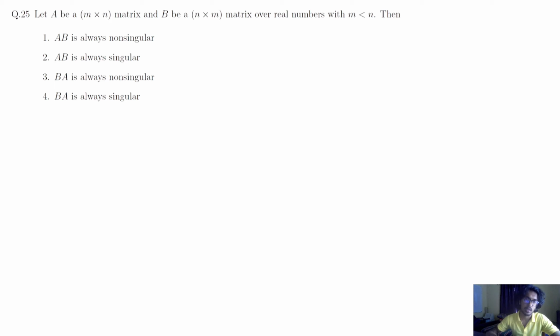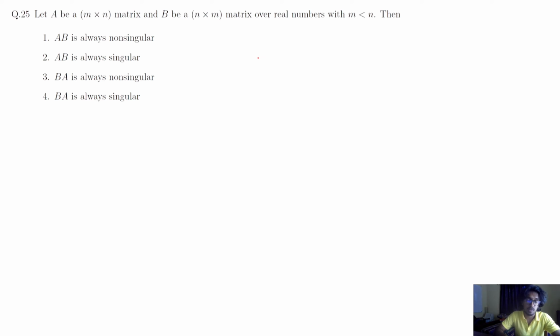June 2018. Here, the first question is: A is given to be a matrix of order m by n and B is given to be a matrix of order n by m, with the condition that m is smaller than n. In the options, they are asking whether the matrix AB is singular or non-singular, or BA is singular or non-singular.